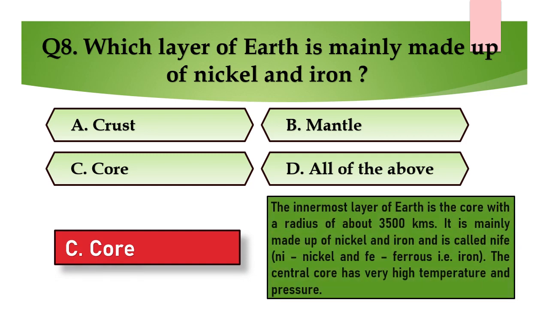The innermost layer of earth is the core with a radius of about 3500 km. It is mainly made up of nickel and iron and is called Nife. The central core has very high temperature and pressure.